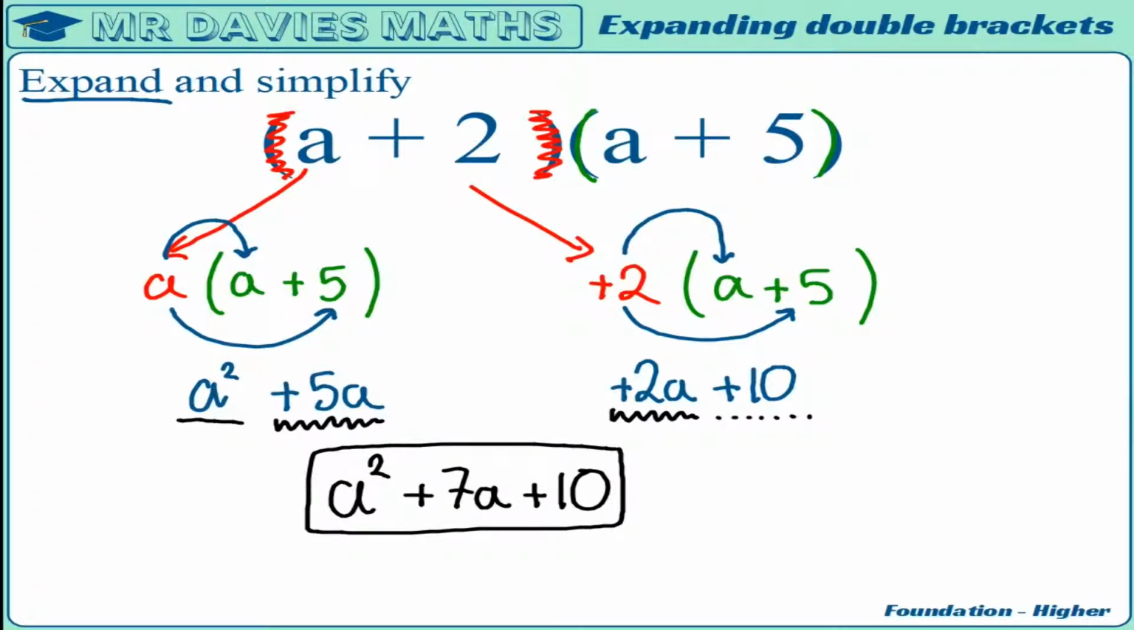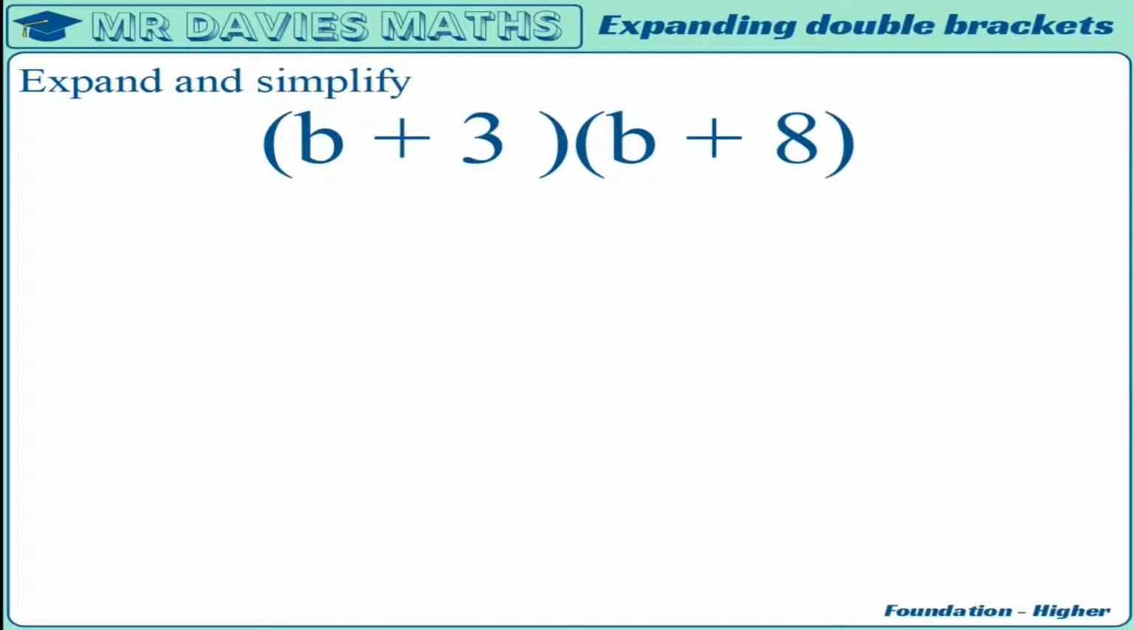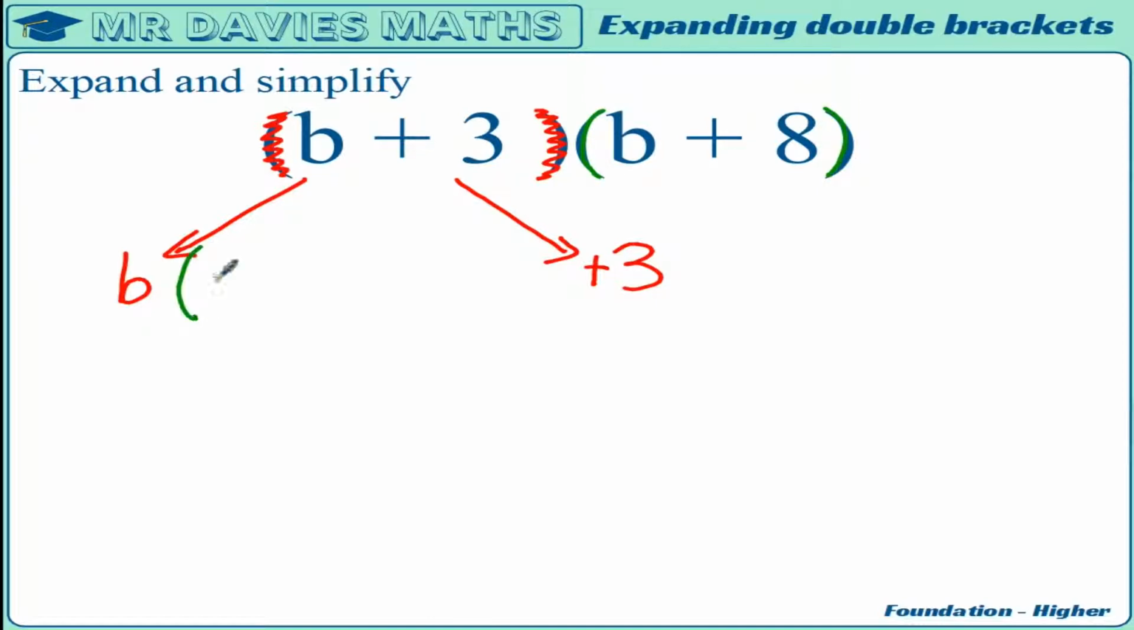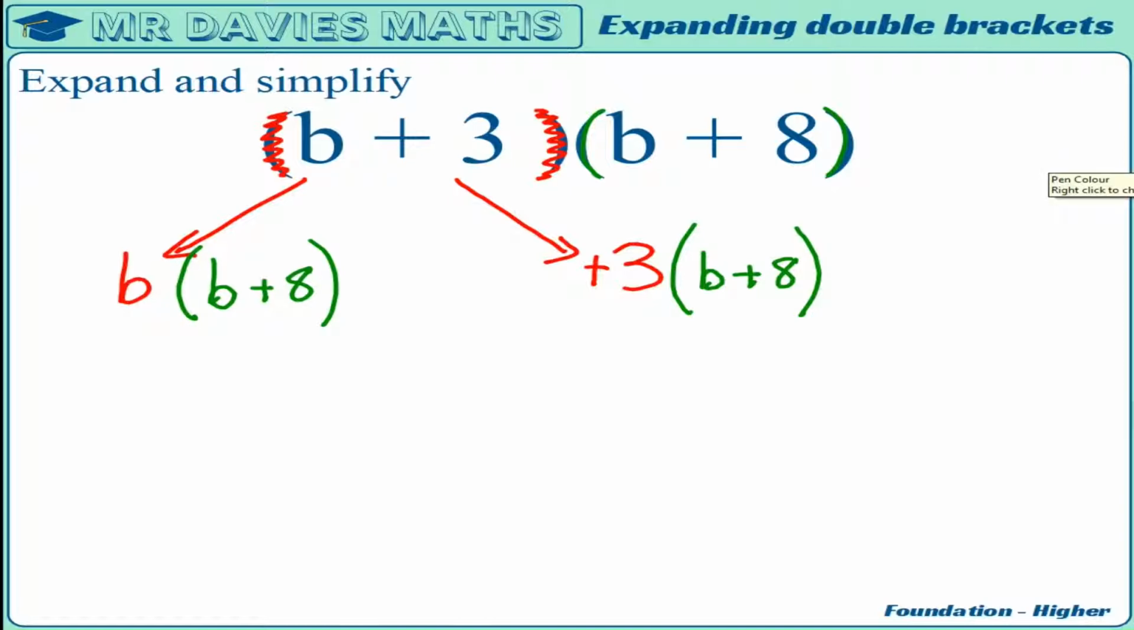Let's try another one. Right, so again, we've got our two brackets. What I'm going to do is ignore the first bracket for the time being, and I'm going to break it into two parts. So I'm going to put the B over here, and I'm going to put the plus 3 over here. Right, next thing I did in the last question was this second bracket, I'm going to repeat it. So I'm going to put it here, B plus 8, and I'm also going to put the B plus 8 bracket here as well. Right, we've now got two single bracket questions, so away we go.